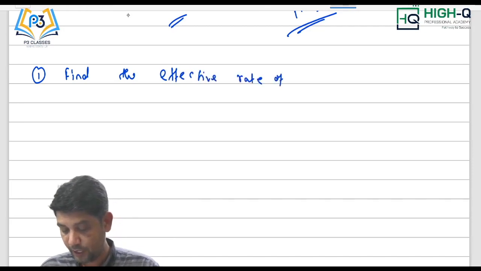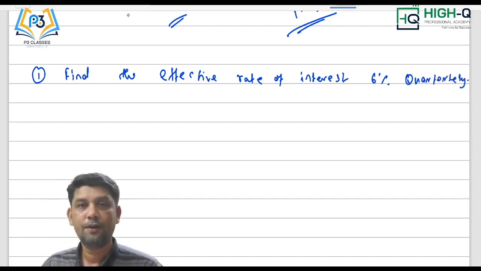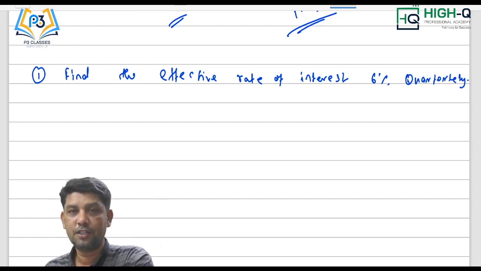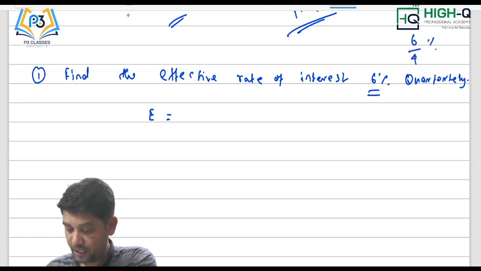Find the effective rate of interest for 6% quarterly. Okay, fine. I need to find out the effective rate of interest. How do kids do it? Sir, effective rate of interest on a quarterly basis 6%, sir. That means 6 by 4%, sir. 3 by 2, 1.5%, sir. Which is nothing but 1 plus 0.015 whole power 4 minus 1.